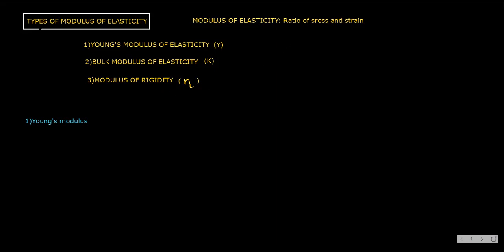Okay, so what are the types of modulus of elasticity? There are three types: Young's modulus of elasticity denoted by Y, bulk modulus of elasticity denoted by K, and modulus of rigidity denoted by eta. Let's see in detail what is Young's modulus. First one is Young's modulus, and it is denoted by Y.